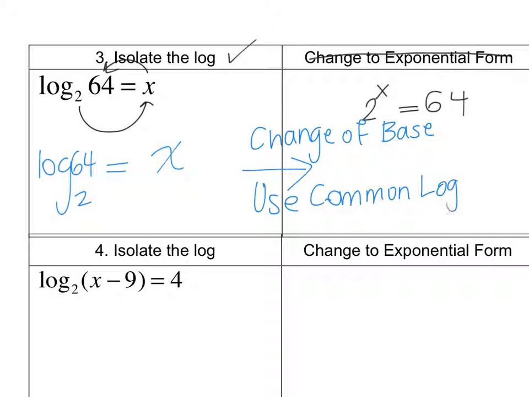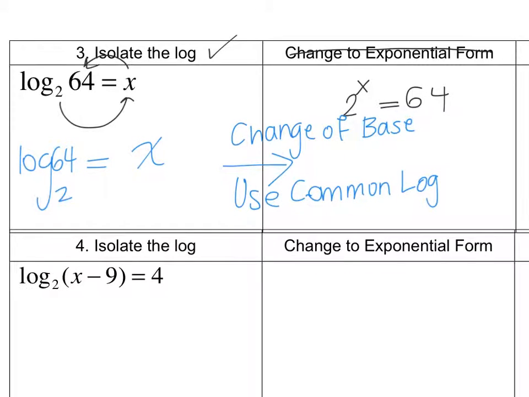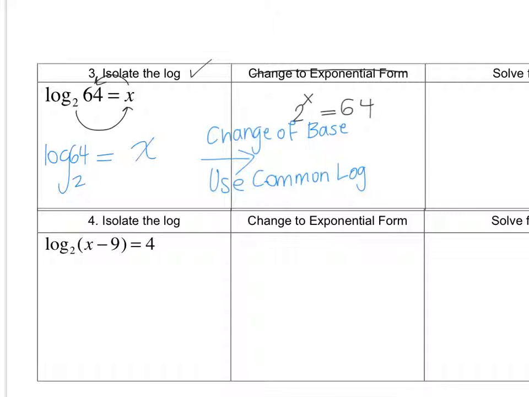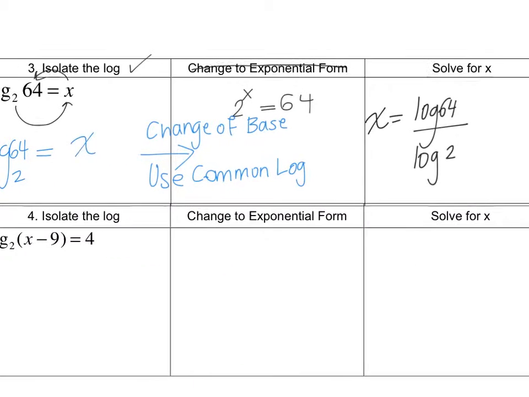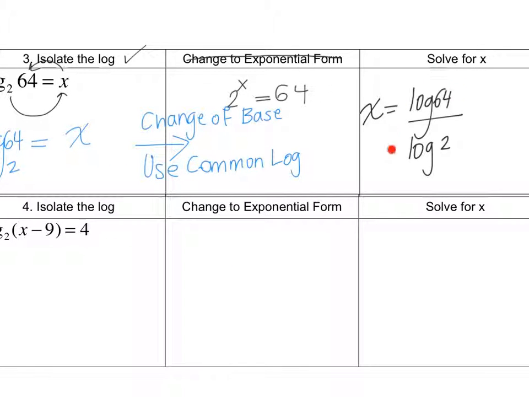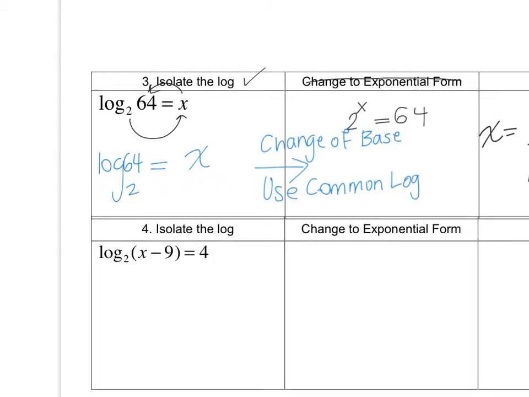So use common log. What you do to get x is you go to your calculator and you plug in the log of the argument, which is 64, over the log of the base, which is 2. Now don't forget that you can write a fraction by going to alpha, y equals, enter. You put this in your calculator and you will find that the answer is 6. So x equals 6. So in a problem like that, don't just follow the rules blindly.